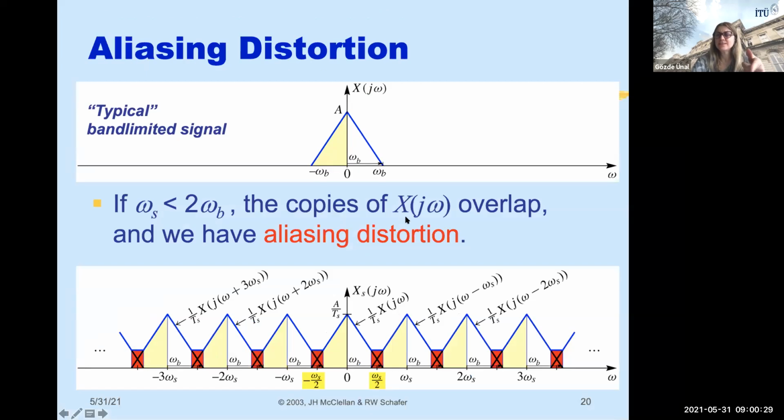This is the other case, what I was talking about. If we don't pick WS less than 2WB, meaning the sampling frequency is not picked at least twice the maximum frequency in the signal, or bandwidth of the signal, then the copies of X of j omega overlap and we have aliasing distortion. This is called aliasing distortion. This is where, like I said, the negative frequencies in the signal spectrum overlap with positive frequencies. And now in the end, these overlap and we have a completely different spectrum, right?